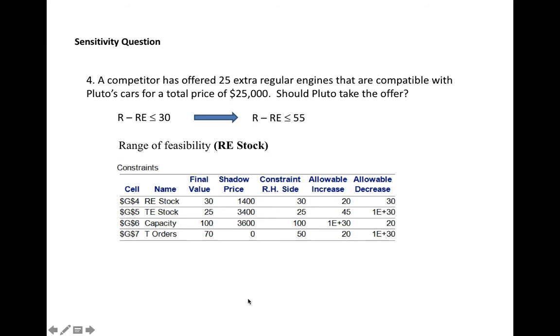If you take a look at the allowable increase of my RE stock, we know that 25 is larger than 20. Therefore, this is not within the range. However, the shadow price will be valid up to 20. So let's compute anyhow how much profit can change if we have an extra 20.